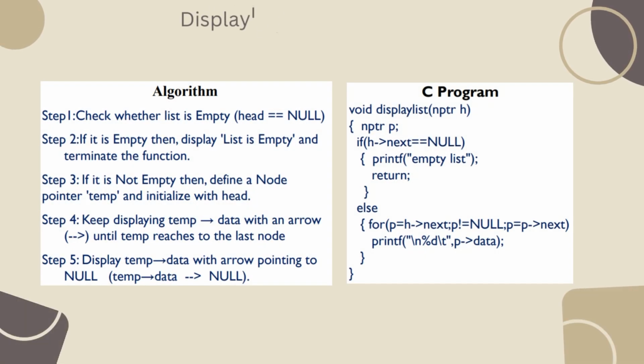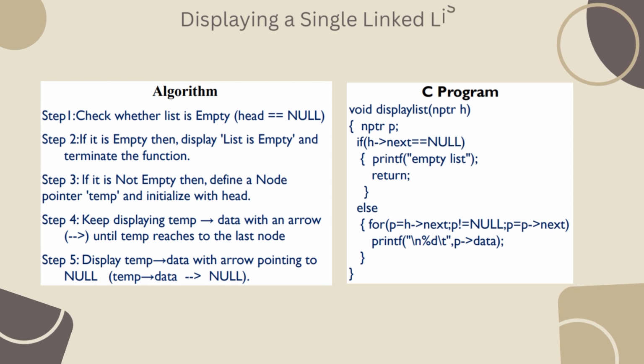The algorithm for displaying the values of the nodes of a linked list is: Step 1, check whether the list is empty. First of all, we have to check whether the list is empty or not. If head is equal to null, it indicates that the list is empty, and if it is empty, then display that the list is empty and terminate the function for displaying the items. Step 3, if it is not empty, then define a node pointer temp and initialize it with head.